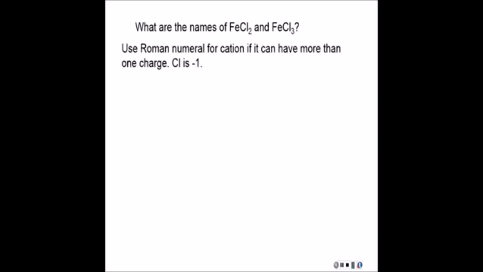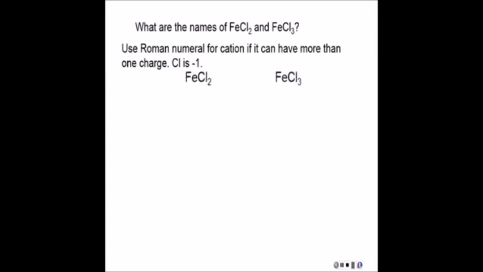Now what if you were given the formulas and asked to come up with the names? I just want to show you how to do this, even though I'm not going to ask you to do this on an exam. So let's say we have FeCl2 and FeCl3. Well, we're going to have to find the Roman numeral that goes with the iron. Now we know that Cl is -1, so we could figure that out pretty easily. We're going to do both at the same time so you can compare them.